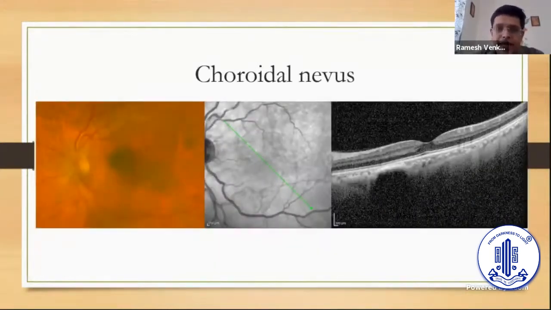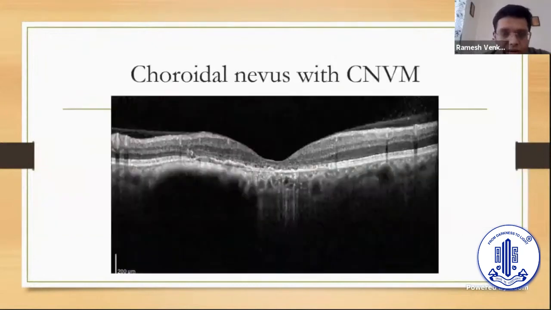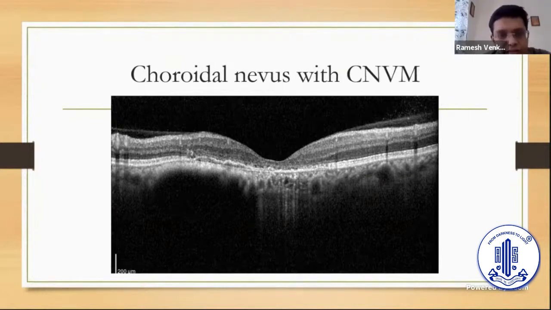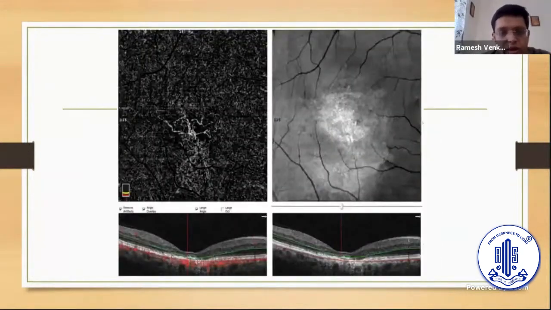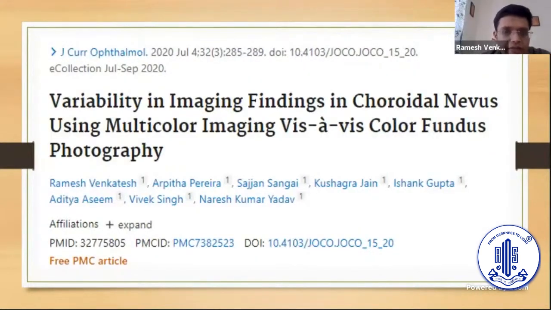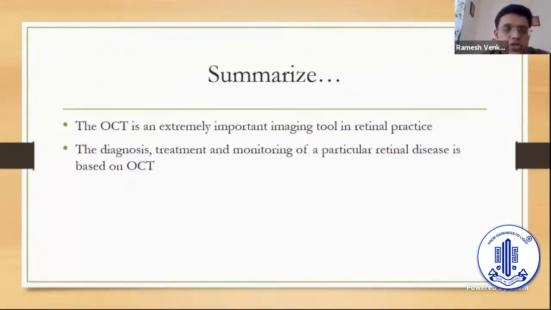Again, choroidal nevus, a very useful tool where you can see the shadowing which happens behind the nevus in the choroid. It is also very useful to identify the presence of a CNVM in a patient with choroidal nevus, where the OCT angiography also helps us to identify the neovascular network. So this is a paper where we describe the choroidal imaging findings in choroidal nevus with color fundus photography.